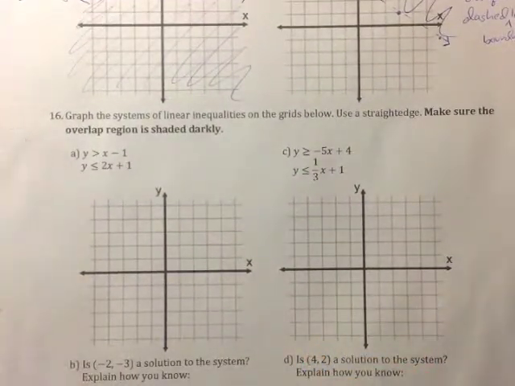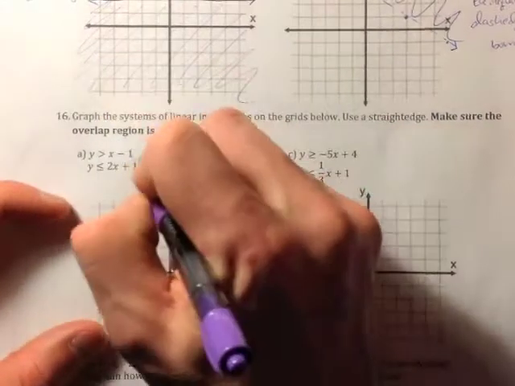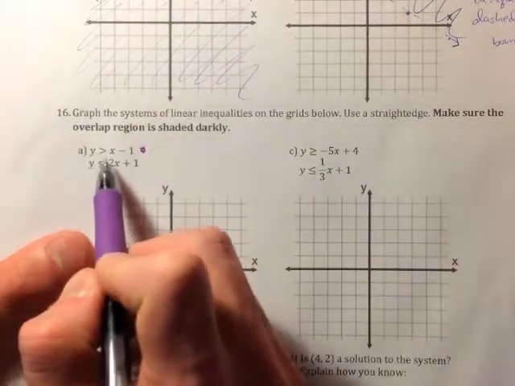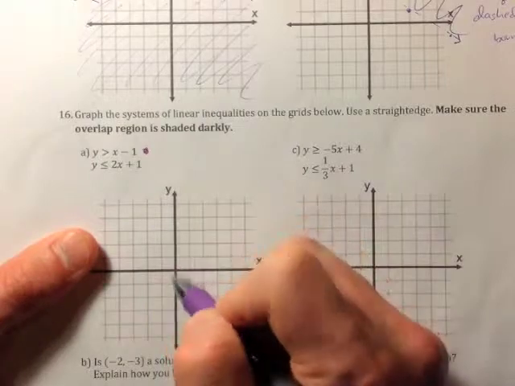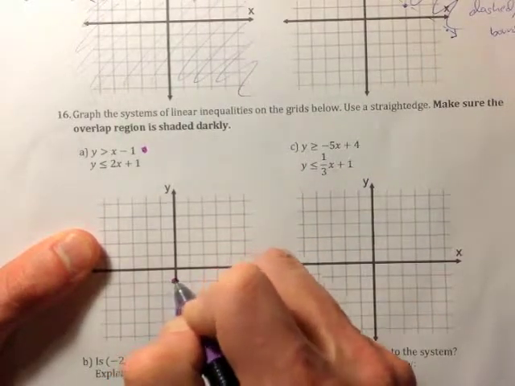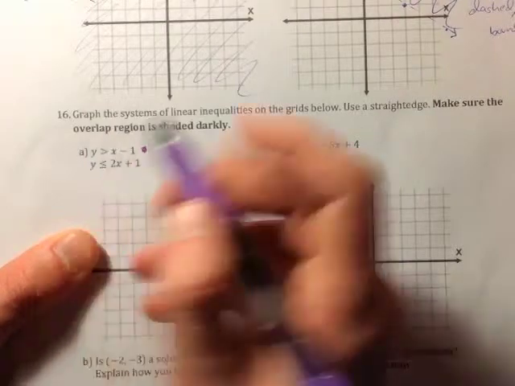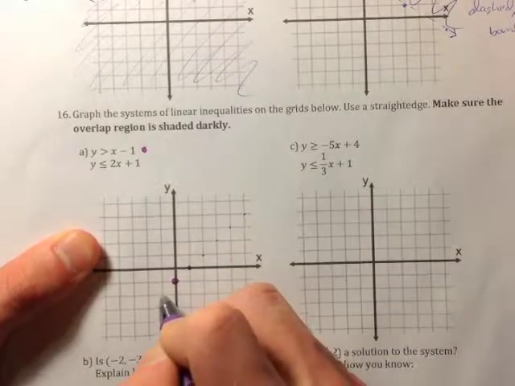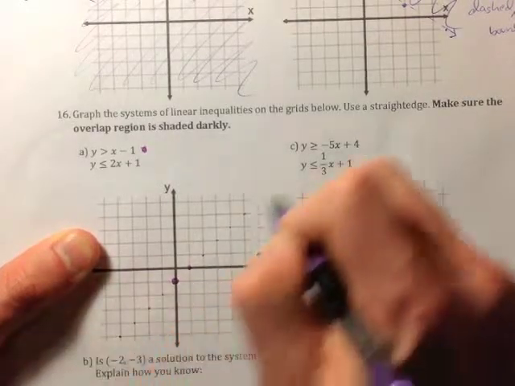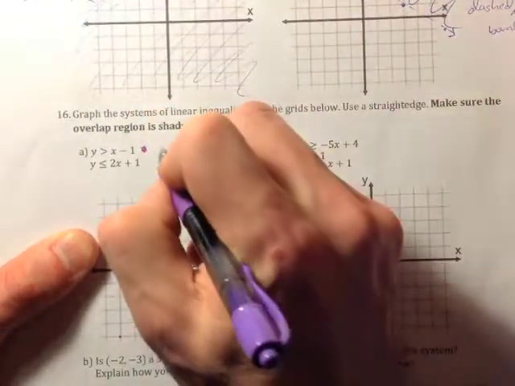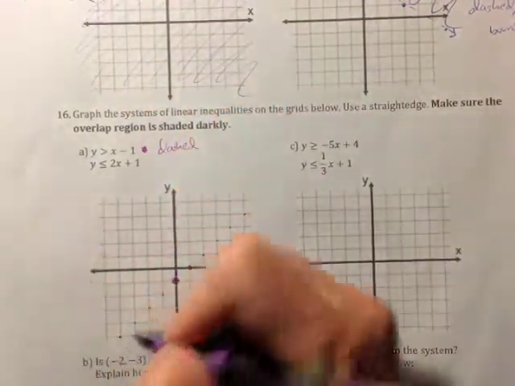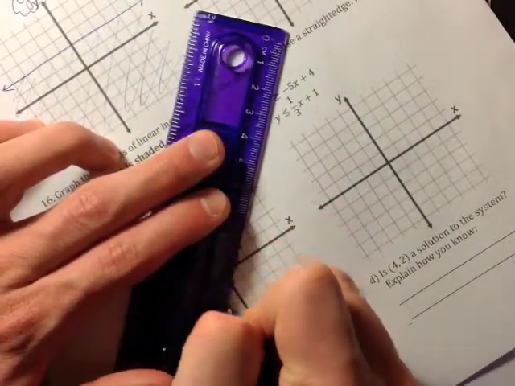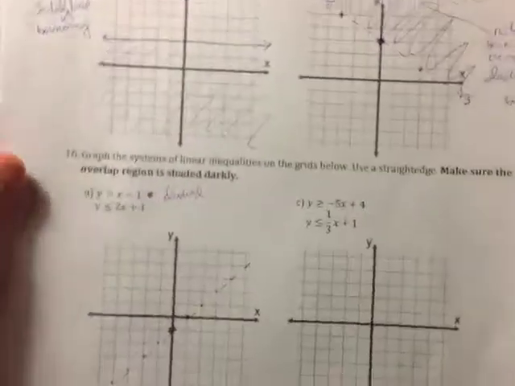Let's graph the first inequality in purple. Let's say that it was an equation, y equals x minus 1. I would graph, let's see, y-intercept is negative 1, slope is 1 over 1, so rise 1, run 1, and so on. Okay, so the first boundary line is going to fall along that line, and it's going to be dashed. Okay, dashed. Use a straight edge. Perfect.